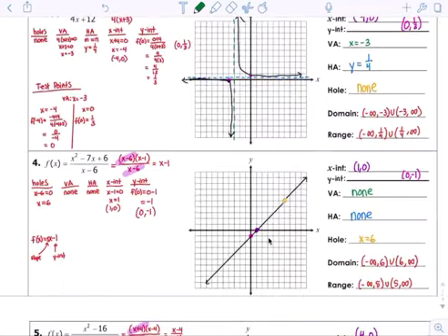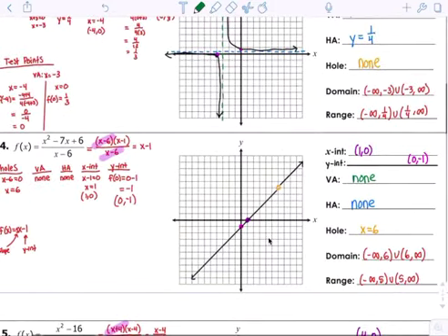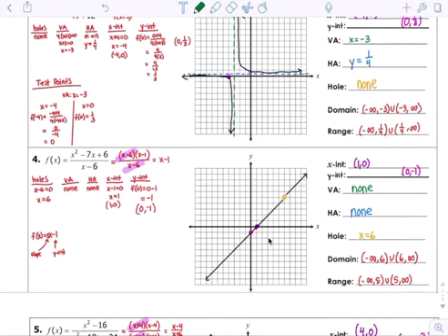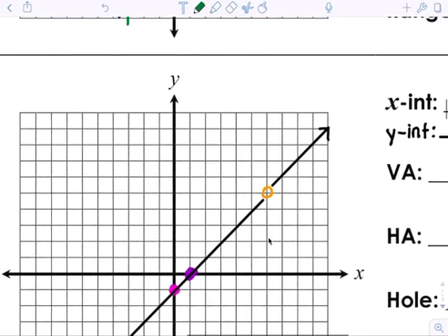And then don't forget to write the hole down, right? The hole is at 6. So since the hole's at 6, I know that the hole will be at 1, 2, 3, 4, 5, 6, at 6. And the hole is going to be on the graph, right?